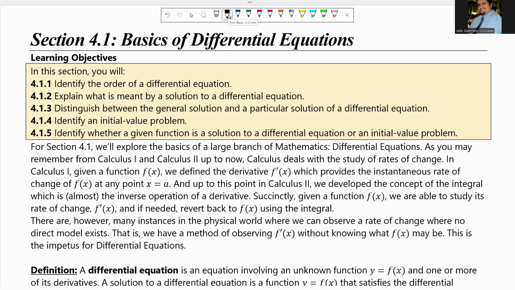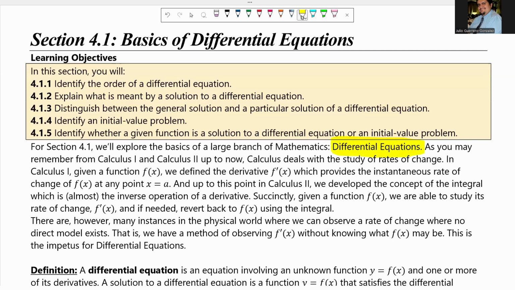Hello, everyone. This is the lecture for section 4.1, the basics of differential equations. This whole section and Chapter 4 deal with a very big part of mathematics. That part of mathematics is its own field within the mathematics that we know. It is called differential equations.